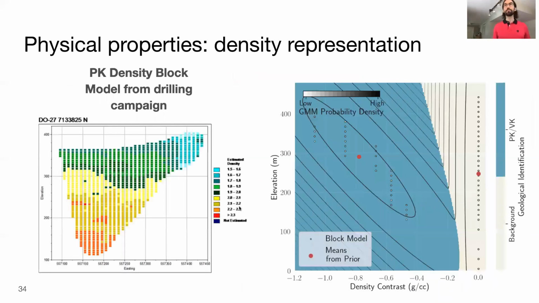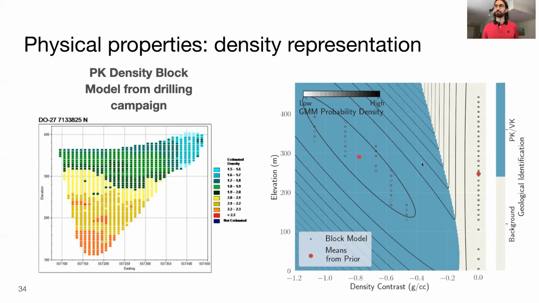So for the physical properties information at the site, for the density, I took this cross-section from a report from the drill hole campaigns that shows there is a strong correlation between depth and density contrast, and it's almost linear the way they represented it. So how I include that information in the inversion is by including the elevation as a fixed parameter in the inversion and in my GMM.